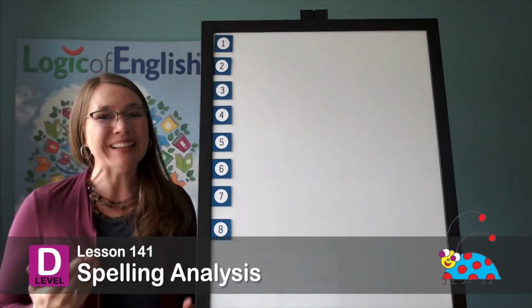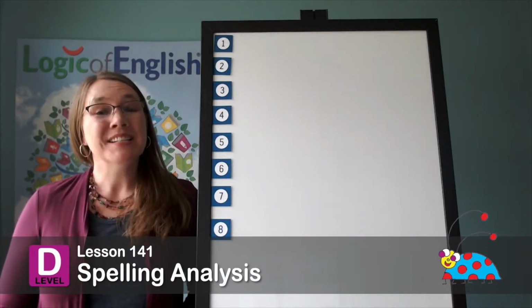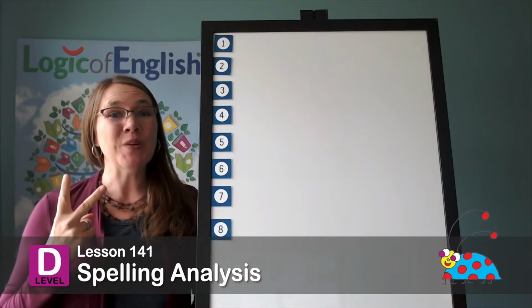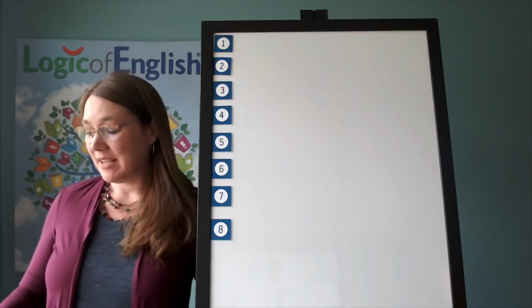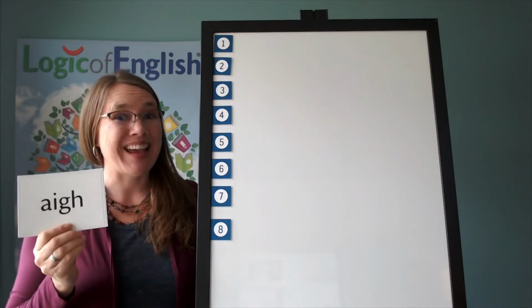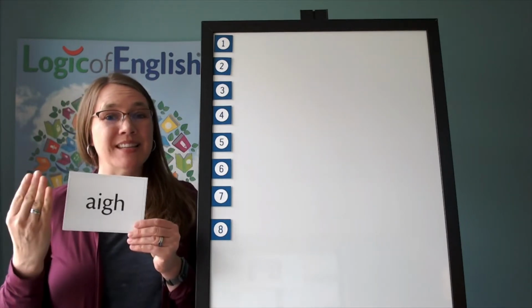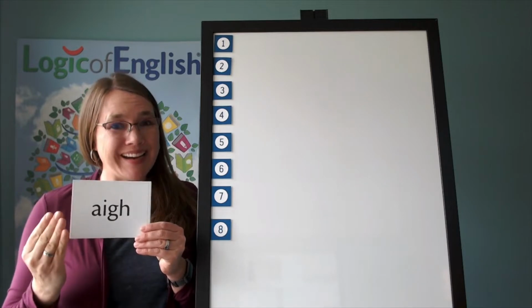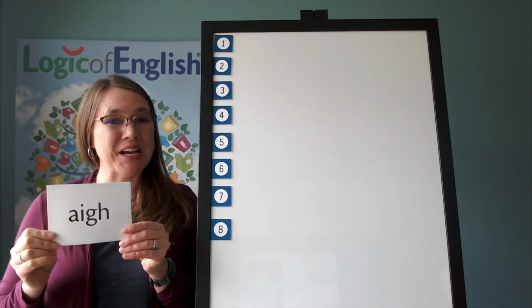It's time for spelling analysis. Are you ready? Today we get to use two advanced phonograms. We've learned these earlier in the lesson. The first one is AW. So notice this is four-letter AW. That's right. Let's say it one more time.